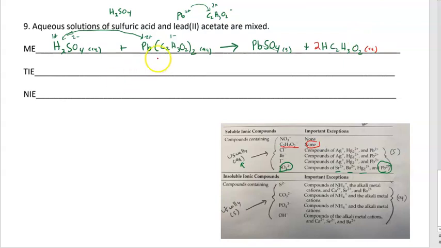Now let's go ahead and write our total ionic equation. We're going to have 2 hydrogens and 1 sulfate and 1 lead and 2 acetates. Make sure you're indicating the charge on those ions when we separate them out. Everything that's aqueous gets separated into its individual ions. We're forming lead sulfate over here, which is a solid, so we don't put any ions there. And then we're going to go 2H+ and 2 acetates. So we finished writing those in ionic form.